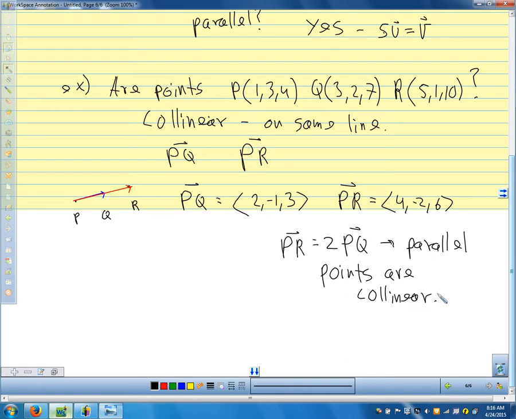Nice, easy test using vectors. Otherwise, it would be pretty difficult in 3 dimensions. And equations of lines in 3 dimensions are quite a bit more complicated than equations of lines in the plane. So it's harder to just find the equations and then compare them. All right, questions on that example?